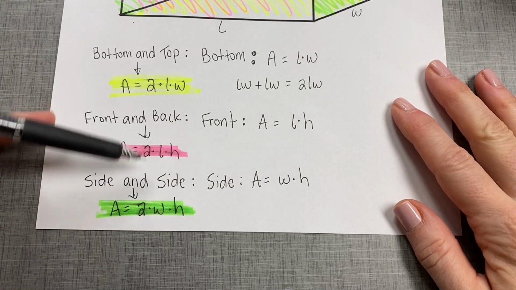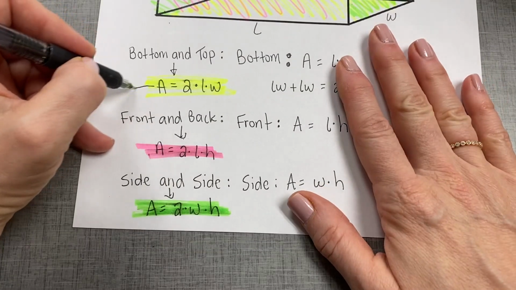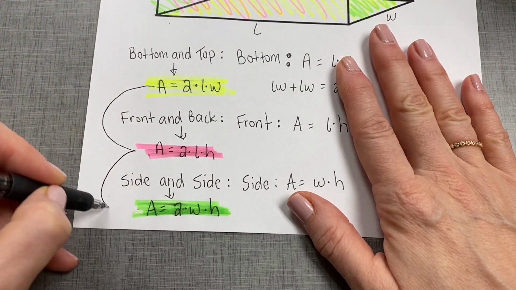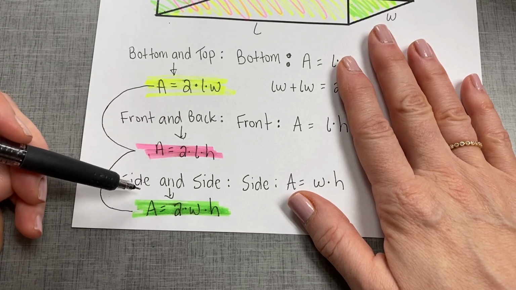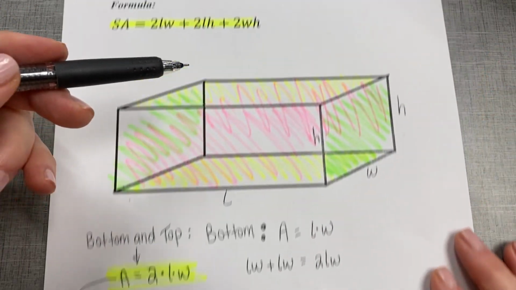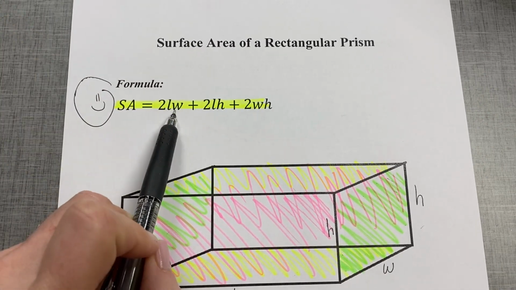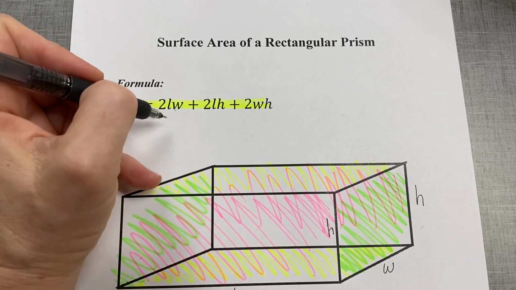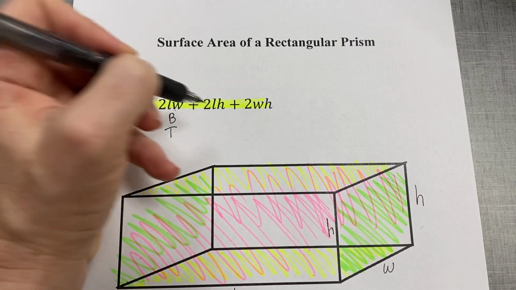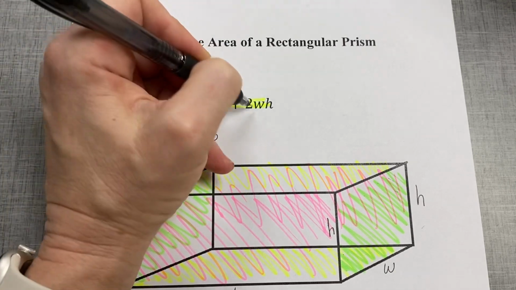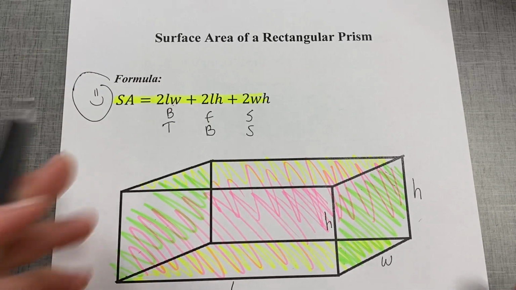So how do you find the total of all 6 surfaces? Here's 2, 4, 6 surfaces in a rectangular prism. Well, you simply add all the areas together. You add the bottom and the top to the front and the back to the two sides, and guess what you get? This formula. There it is. 2 of these plus 2 of these plus 2 of these. This is the bottom, top, front, back, side, and side. So cool. Now, using it is what you have to do.